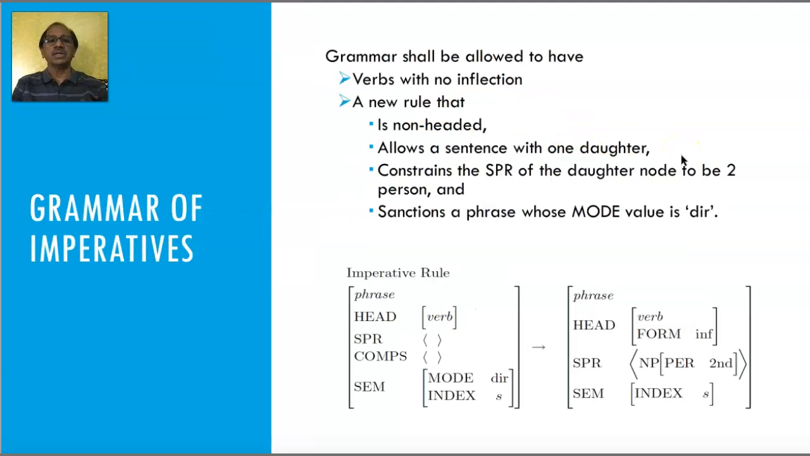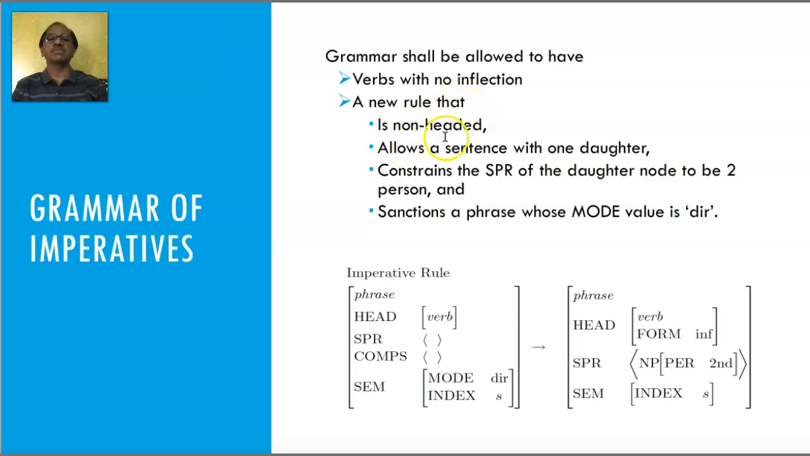Let's look at how this can be included in our grammar. So when we want to include imperatives in grammar, then grammar shall be allowed to have verbs with no inflection. Till now we have in the lexicon the verbs with inflection, that is either with third person singular s, or the past tense form ed, or past participle form ed, or present participle form ing. But we need now grammars to have verbs with no inflections. Then we also need to add a new rule to the grammar.